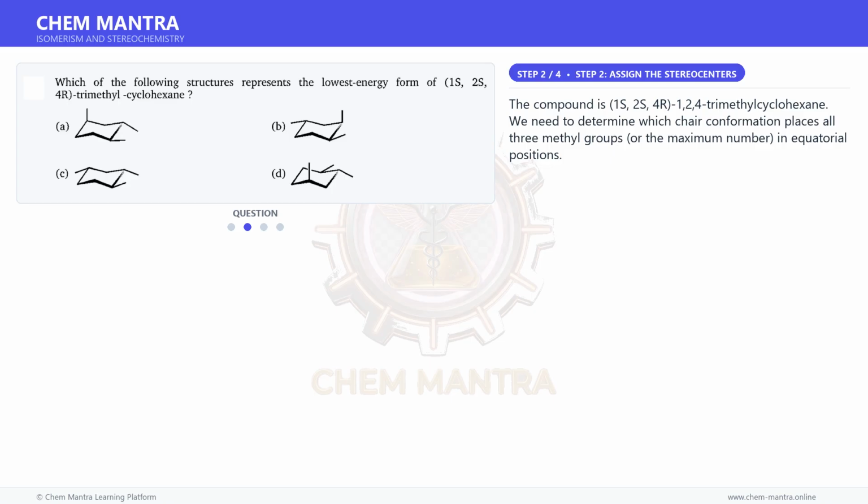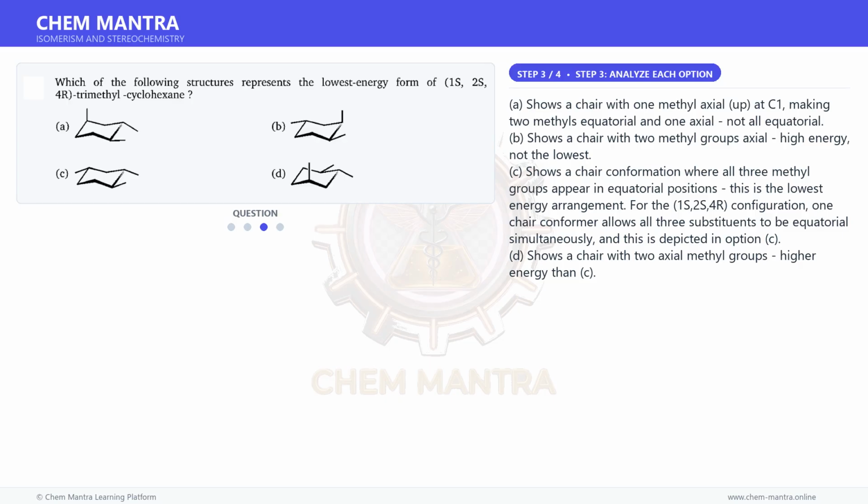Moving on to the next step. The compound is 1S,2S,4R-1,2,4-trimethylcyclohexane. We need to determine which chair conformation places all three methyl groups, or the maximum number, in equatorial positions.